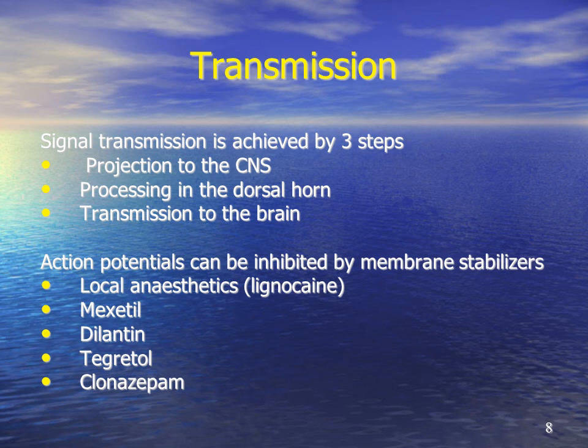Next, you have transmission of the pain, and that occurs via projection to the CNS, processing within the dorsal horn, and then transmission up to the brain. So action potentials of the primary afferent nerves can be inhibited or decreased by membrane stabilizers, including local anesthetics, and then other drugs such as mexiletine, which is an oral equivalent of lignocaine, and then some of the anticonvulsant drugs such as Dilantin, Tegretol and clonazepam.